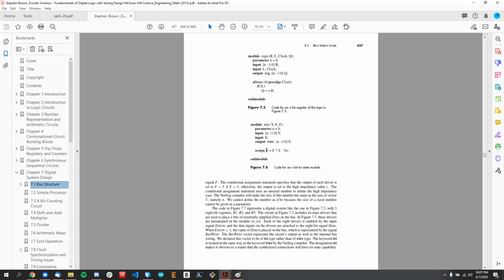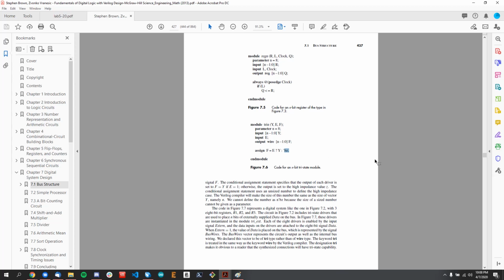So if we look at this assign statement, what this is saying is if E is a 1, if it's true, then Y. That means that if our enable was high, then Y, our input, will become our output, meaning it will just be allowed through. If E is false, or a 0, then the output is Z, which means it's a high impedance bit.